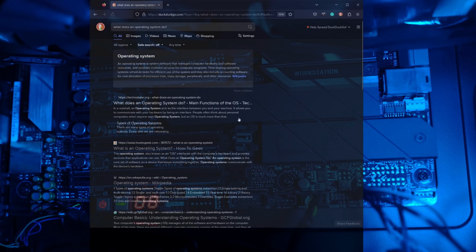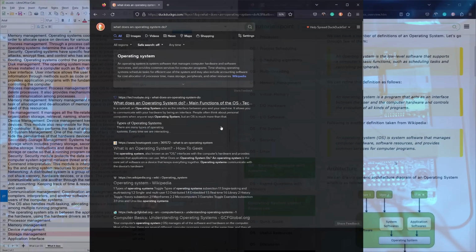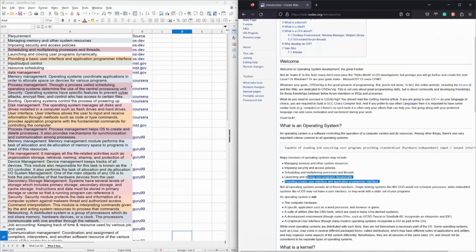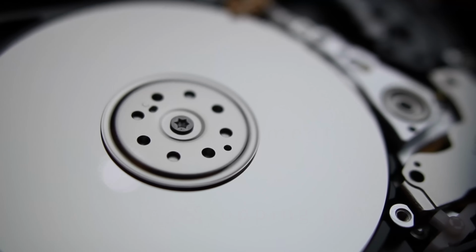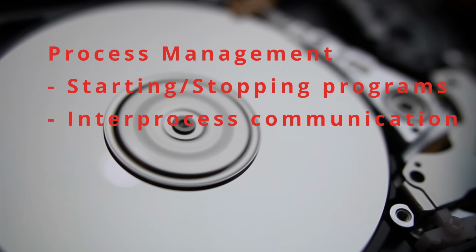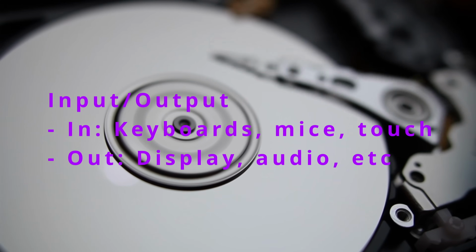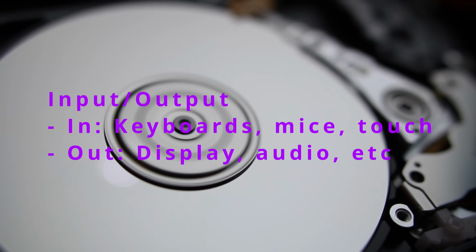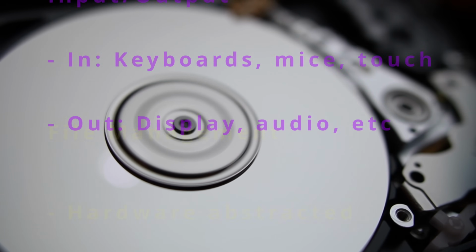Okay, now I had a solid definition of what an operating system is, but what does it do? Again, I went back to the internet and searched across a variety of sources, and based on the overlap, a common view started to emerge. An operating system should provide process management. That's things like starting, stopping, communication between processes and application and programs. I/O management, that's abstracting input and output hardware from the user and programs. This includes stuff like keyboards, displays, and so on.